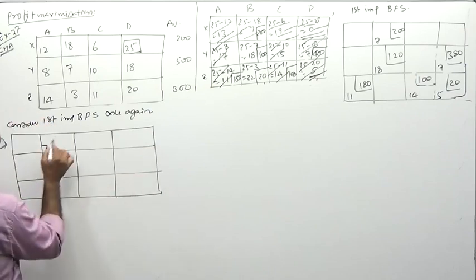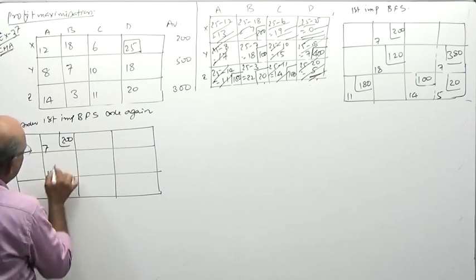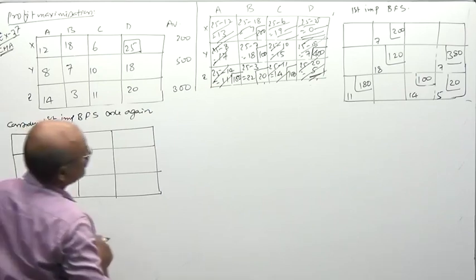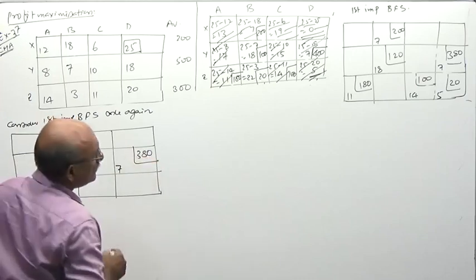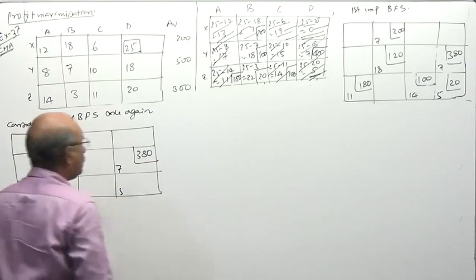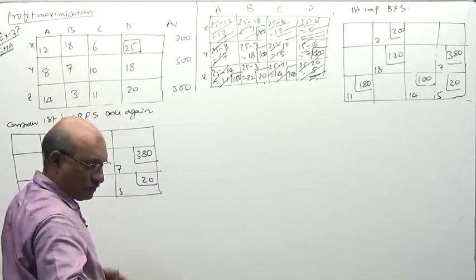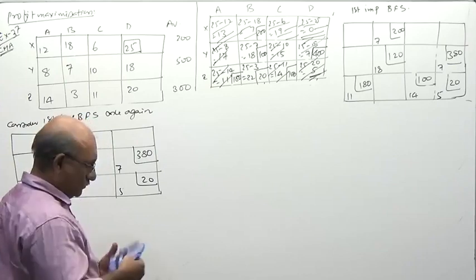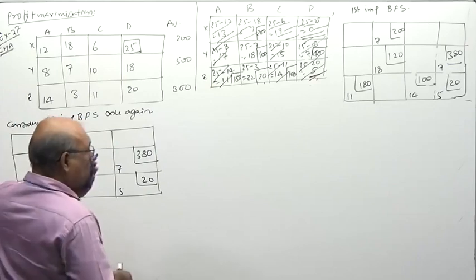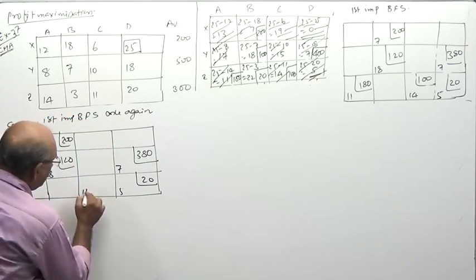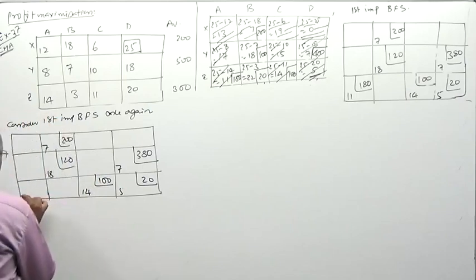This is 7,200, 18,120, 7,380, 520, 1,400, 11,180.